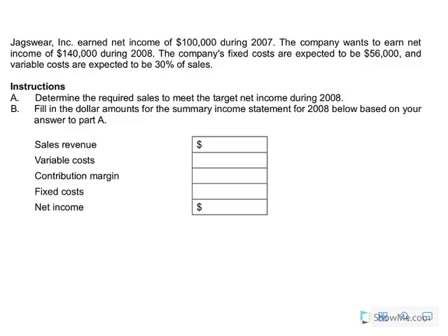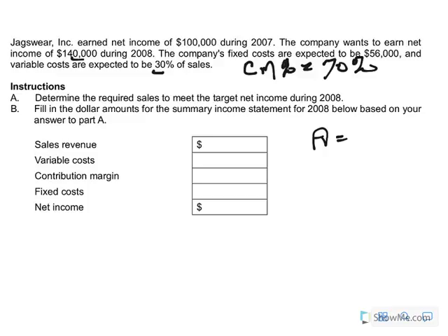Jaguar Inc. earned net income of $100,000. Okay, nice. The company now wants to earn $140,000 next year. Fixed costs are $56,000. Variable costs are 30%. Well, again, if the variable cost ratio is 30%, the contribution margin ratio is equal to 70%, the complement. So determine A, the required sales to meet that net income.